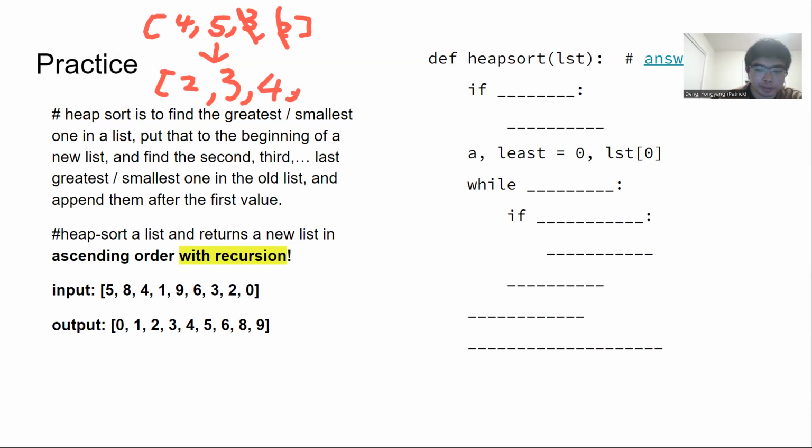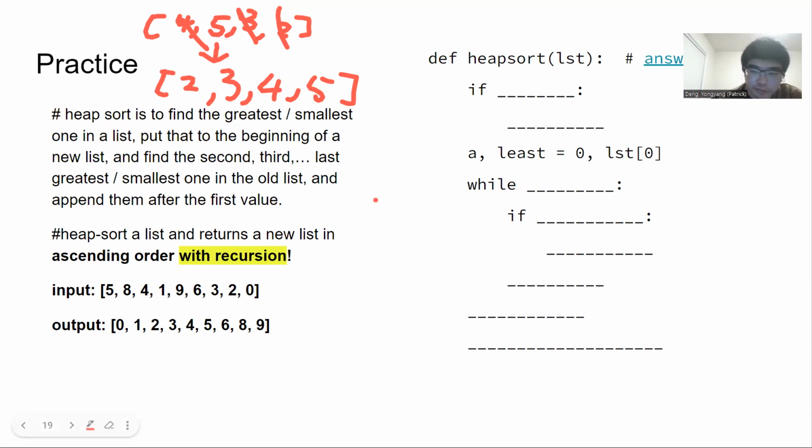So I append 4 and remove 4 from the old list. And for the last one, I only have 5, so the last one is 5. So the new list is 2, 3, 4, 5. This is a brief explanation of heap sort: find the smallest one and put it at the beginning of the new list, then the second, third, fourth, fifth, until the last one. Then you return the new list and you get the sorted list.